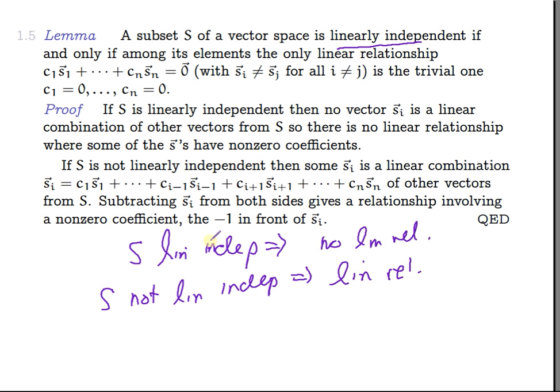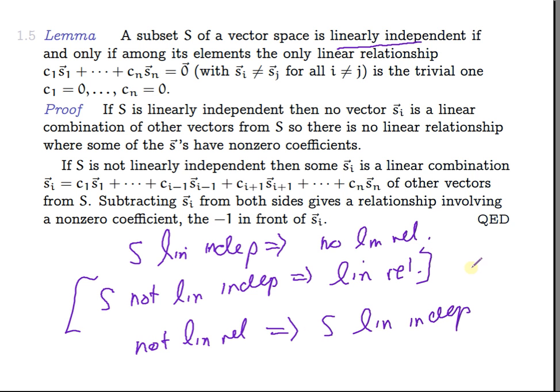All right. So why does this show if and only if? This statement here that S is not linearly independent implies linear relationship is logically equivalent to the statement that there's not a linear relationship implies S is linearly independent. These two statements are called contrapositives of each other. In the subsequent proofs, we're going to be using contrapositives quite a bit.